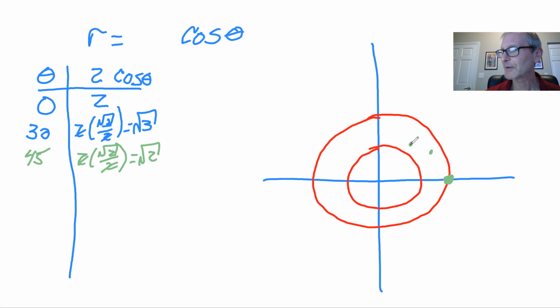And so what would be the next one? Well, the next one here would be 60 degrees, right? And so if we do 60 degrees, what do we get? Well, cosine of 60 degrees is 1/2, right? Times 2.